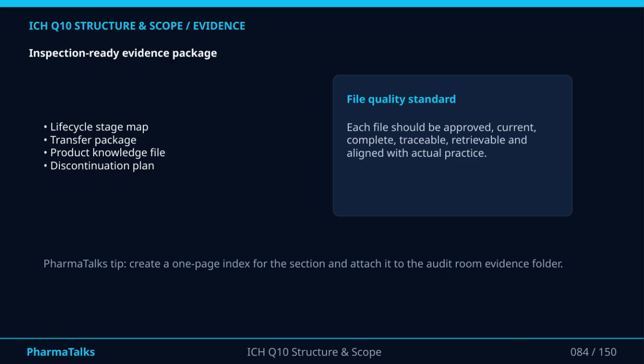A practical tip to streamline audits is to create a one-page index for each section. Attaching this index to the audit room evidence folder helps auditors quickly navigate the materials, making the inspection process smoother and more efficient.